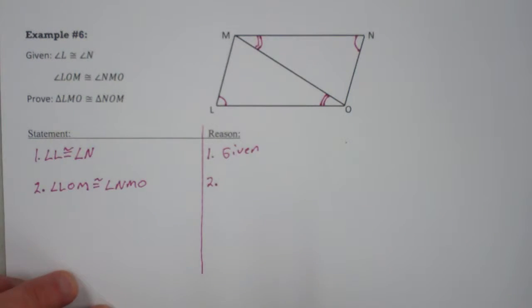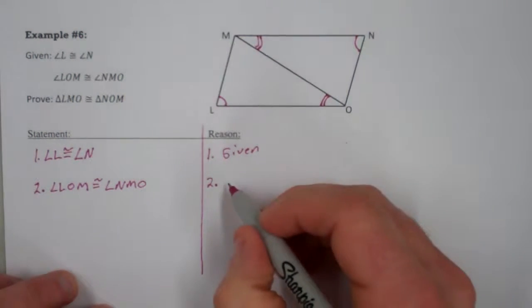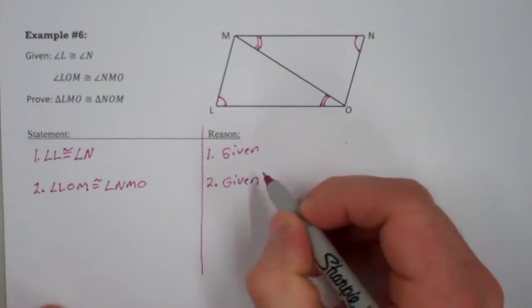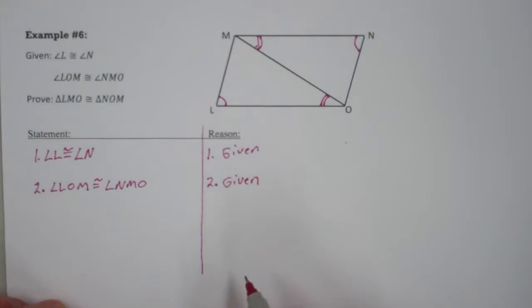Now, we only have two pieces of each triangle that are congruent between the two of them. We need at least three in a specific order. Let me write down given here. So we need something else.